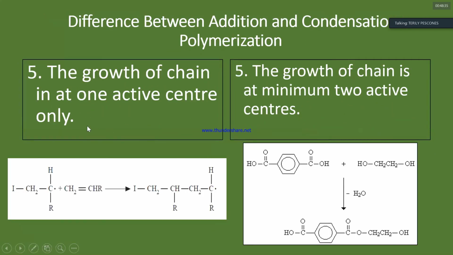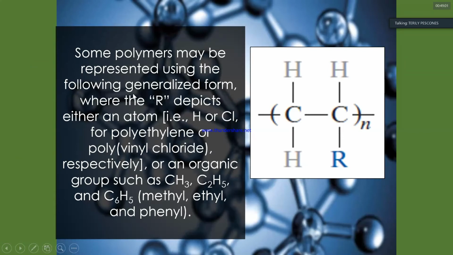Okay, the growth of chain is at one end, at one active center only. Dito, growth of chain is minimum at 2 active centers. Kasi nga ito ay open. Itong dalawa. Okay, so dito meron lang tayong isang end lang siya palagi. Isang end lang. Dito, dalawa yung ating active center. Yung magkabilang dulo pa din. Okay, so some polymers may be represented using the following generalized form where the R depicts either an atom or hydrogen or chlorine, polyethylene. No?